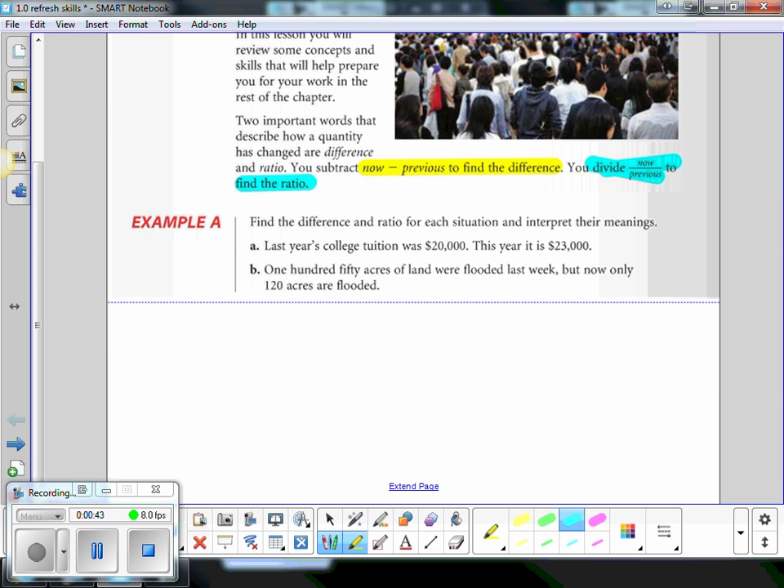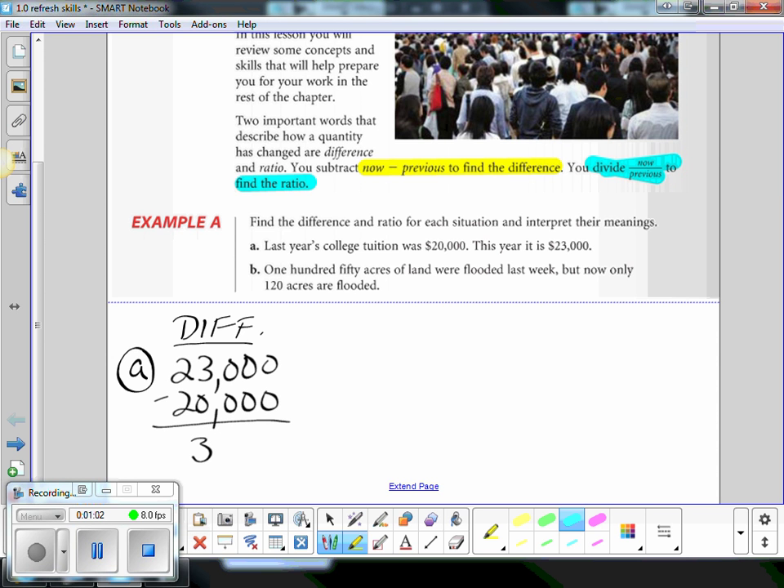So for part A, the difference would be last year's college tuition is $20,000. This year it's $23,000. So this is simply $23,000 minus $20,000 is a difference of $3,000. Hopefully that's pretty obvious to you.